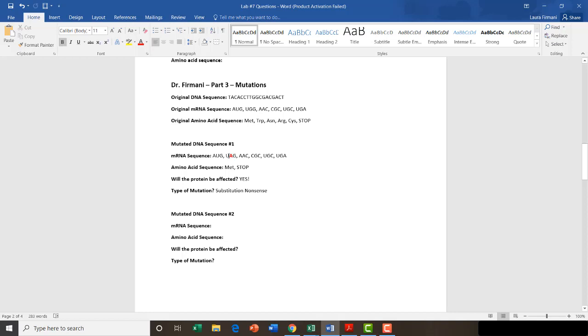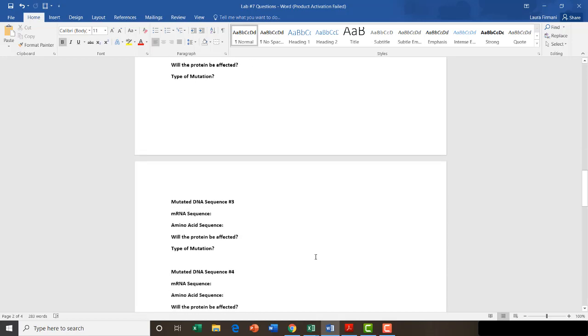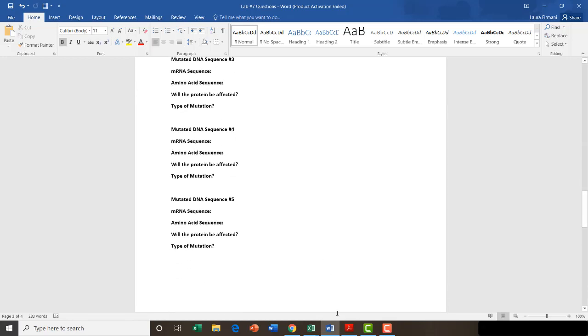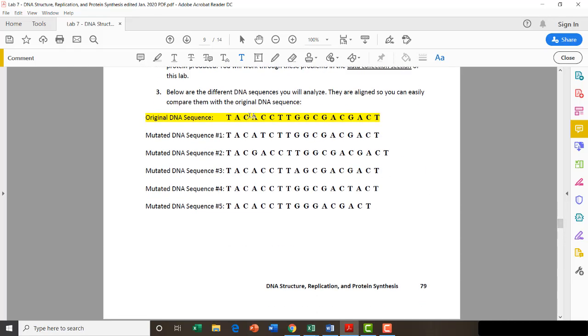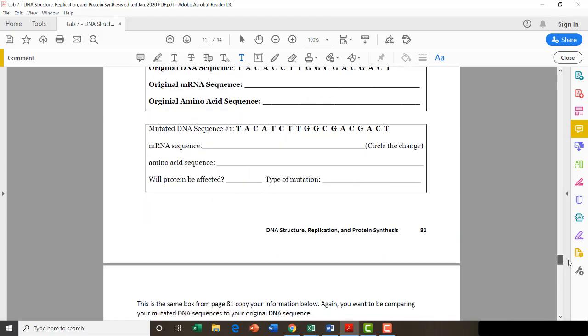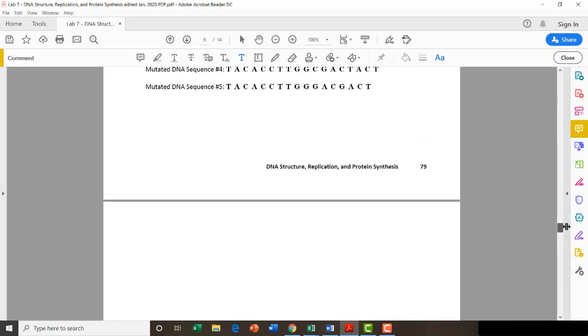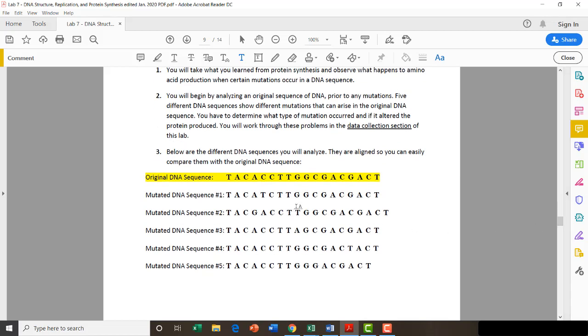We already went over that this was a substitution, and when it codes for a stop amino acid, this is a substitution nonsense mutation. So I just did the first mutation with you. Your job is to do mutations number 2 through 5 on your own. A hint I can give you is over here in your lab manual, I wrote out the original DNA sequence and all the mutated DNA sequences you have to work through. They're the same sequences that are all in these boxes. I just stacked them on top of each other.